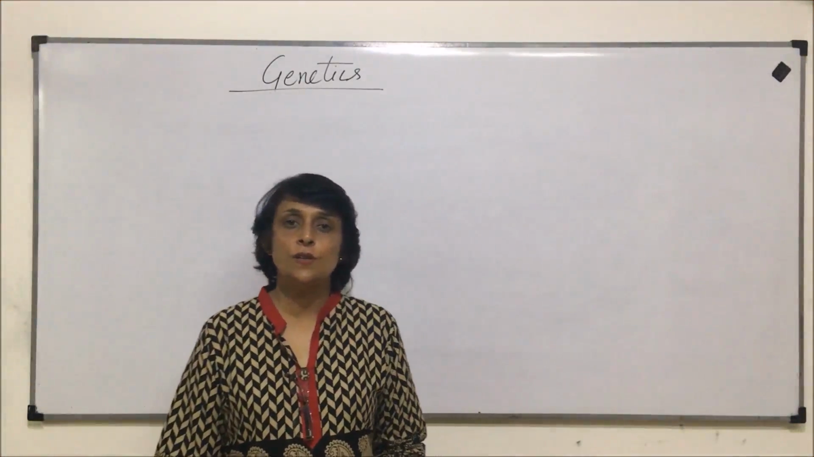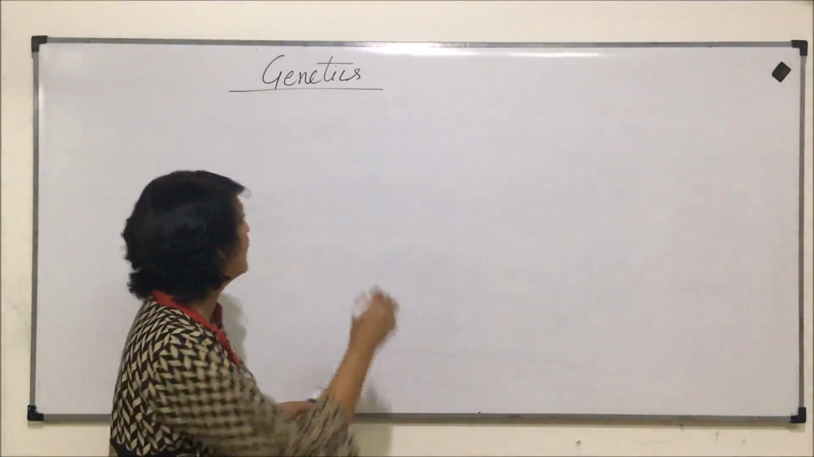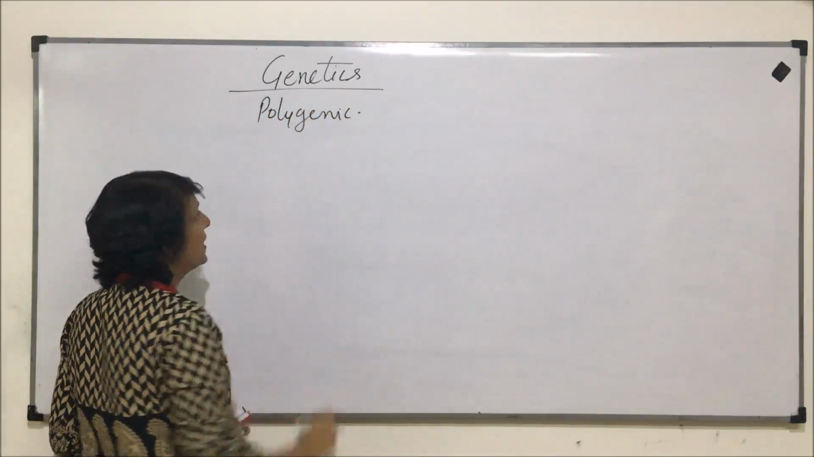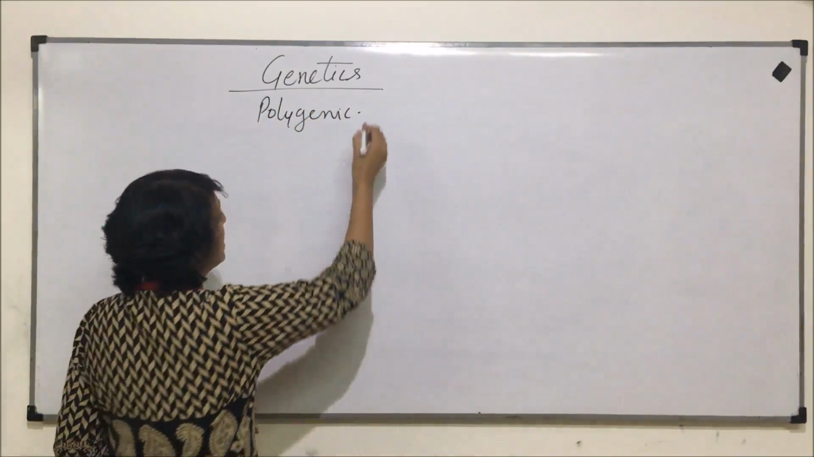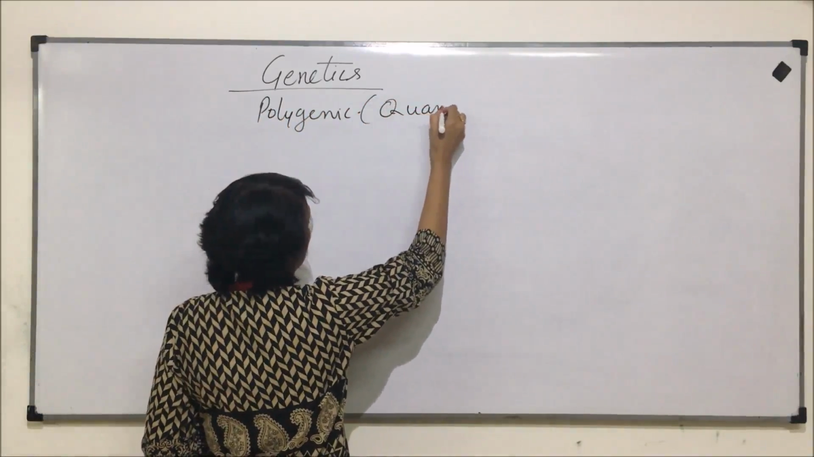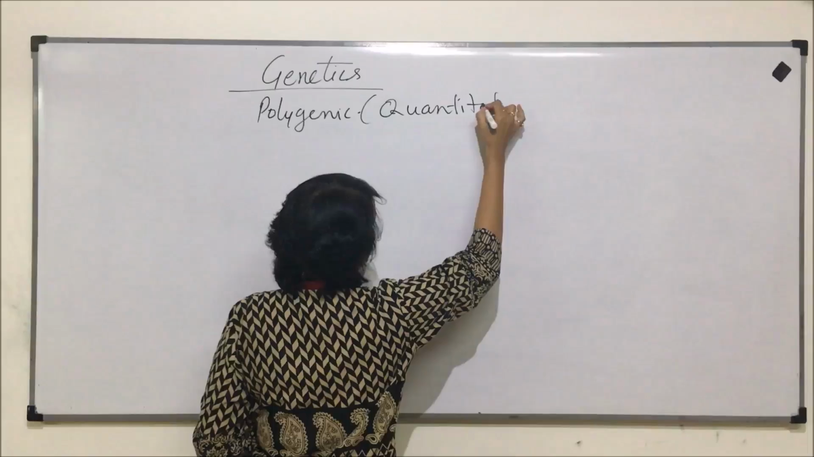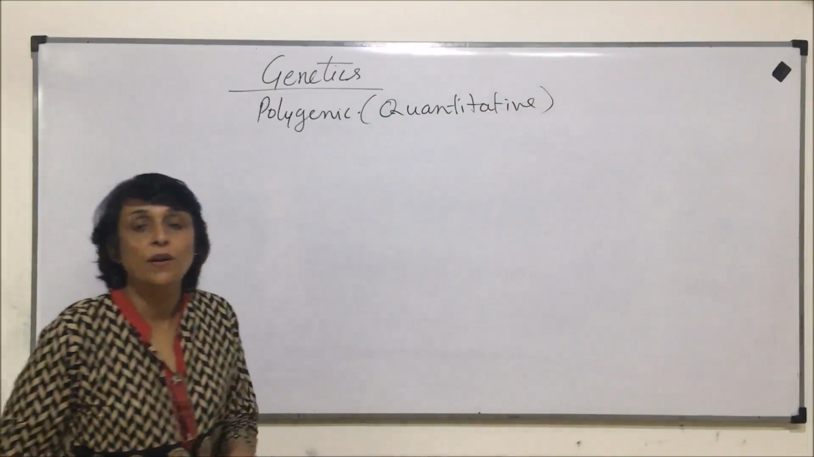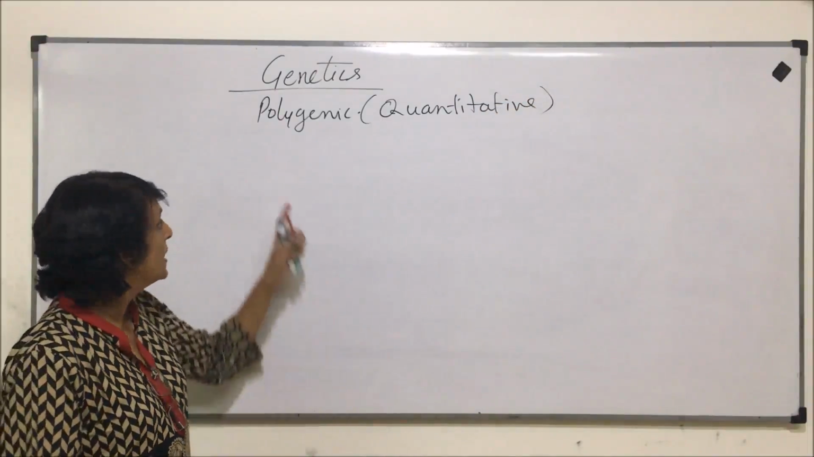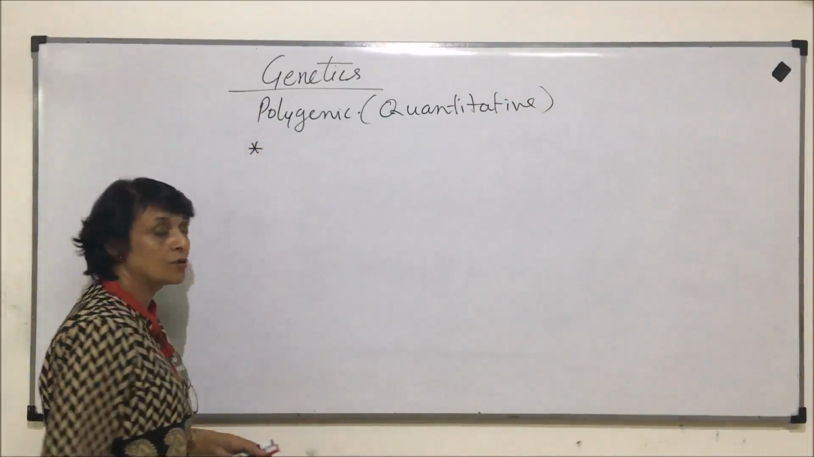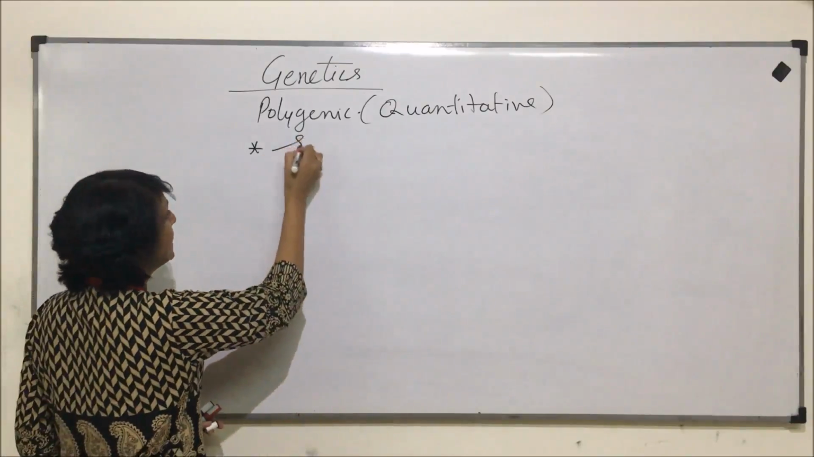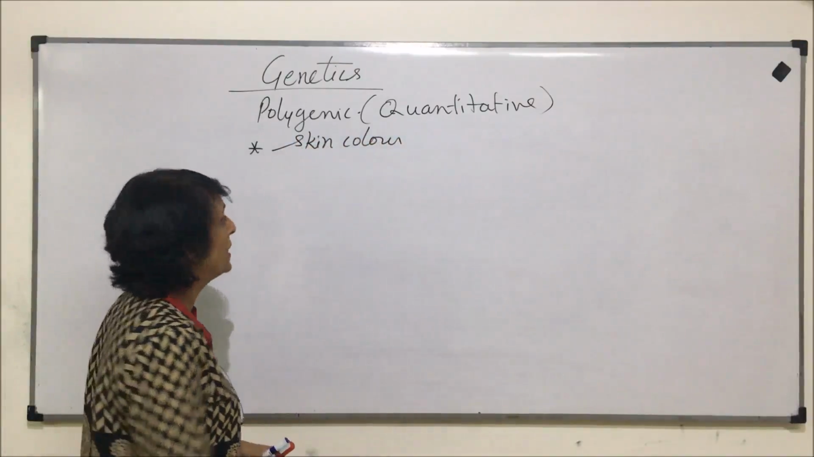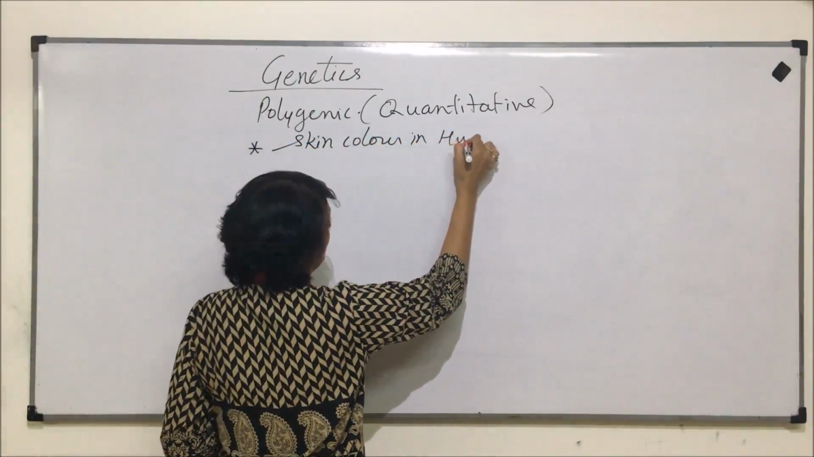In this video, we'll discuss polygenic inheritance. Polygenic inheritance is also known as quantitative inheritance. Quantitative inheritance means here we are talking about the quantity or number of genes. The example that we discussed to understand this is skin color in human beings.